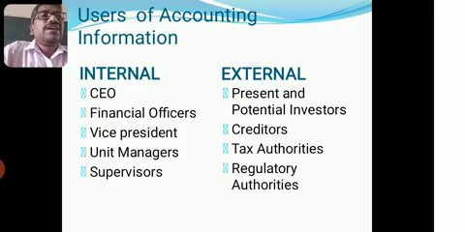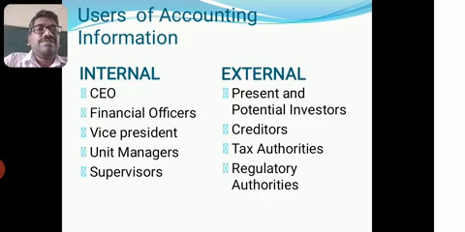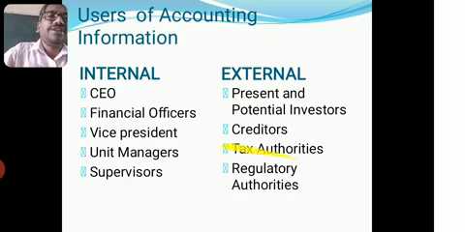Then the creditors. Creditors are the persons to whom the business owes money, that is, those who lend money to the business for the continuation of its activity. Then the tax authorities need accounting information for calculating how much tax should be paid to the government. Then regulatory authorities need accounting information for the purpose of framing policies and bringing new changes to the business rules.